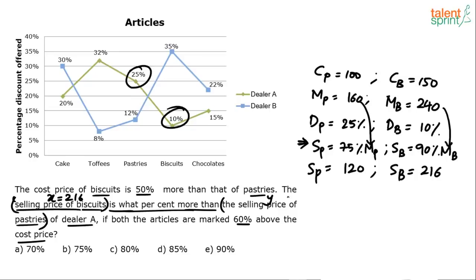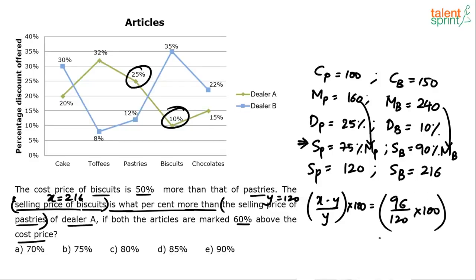Is what percentage more than Y, selling price of pastries? 120. How much more? Almost 100% more. See, 120 has become 240. How much more? Close to 100% more, right? I mean, not almost 100%, meaning close to that, right? Do the calculation. X is what percent more than Y? X minus Y by Y into 100. Denominator is very, very important. X minus Y, 216 minus 120 is 96. 96 divided by 120, X minus Y by Y into 100. How much is that? 80%. Very clearly, 96 upon 120 is 80%. So 80% more is the answer.